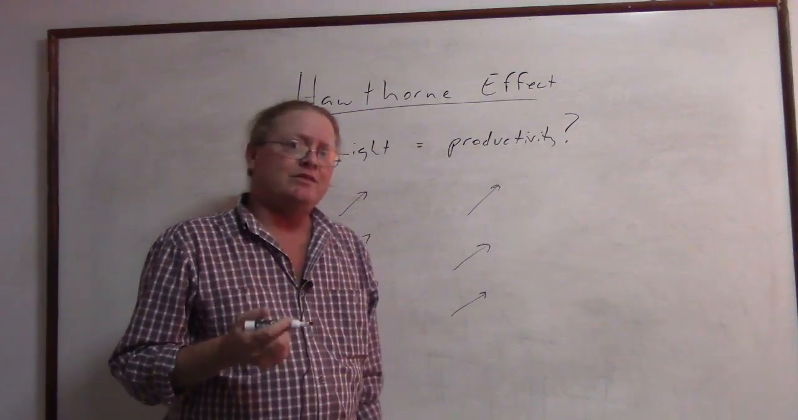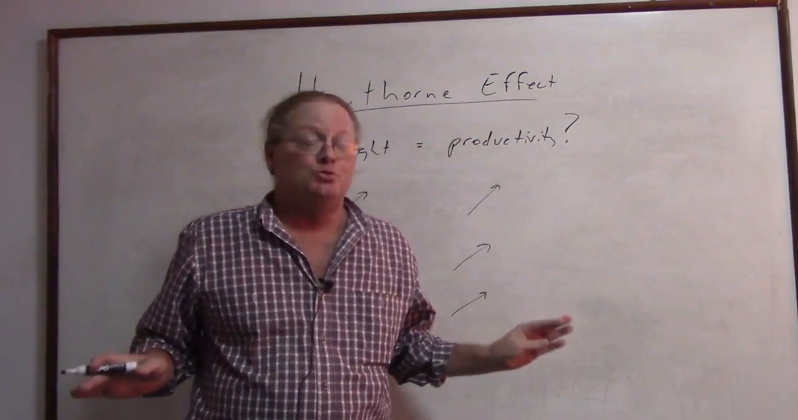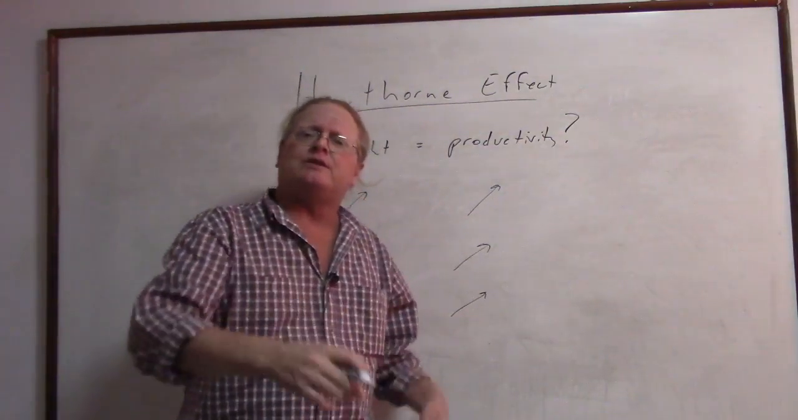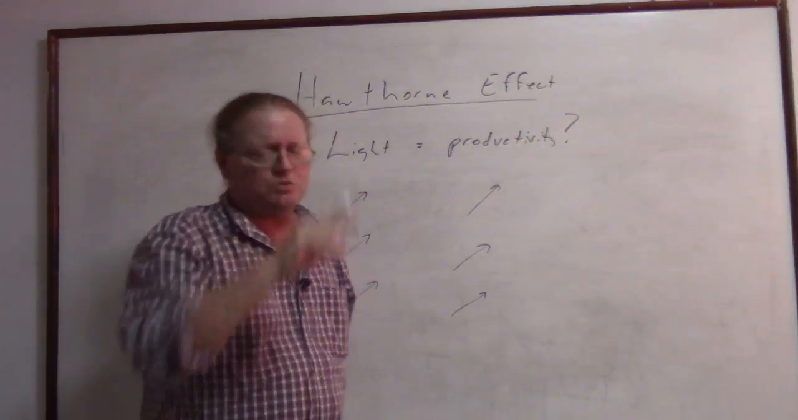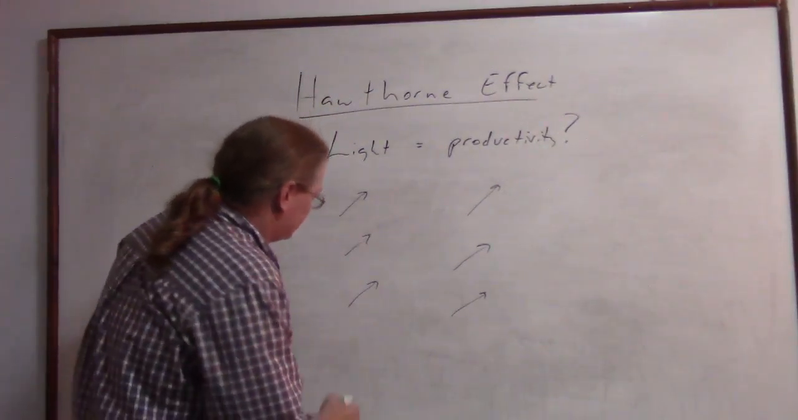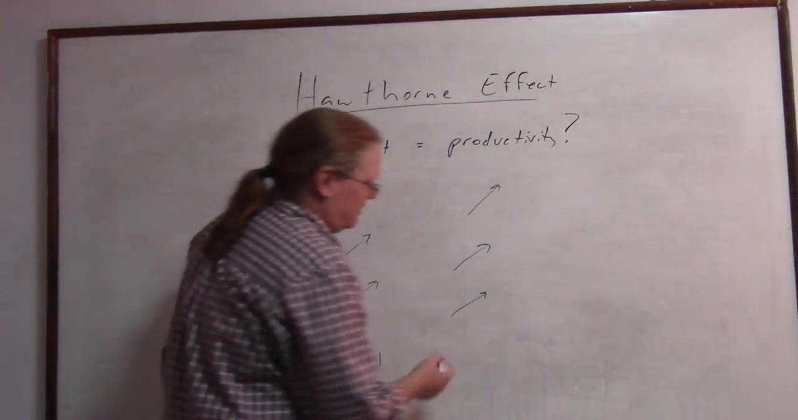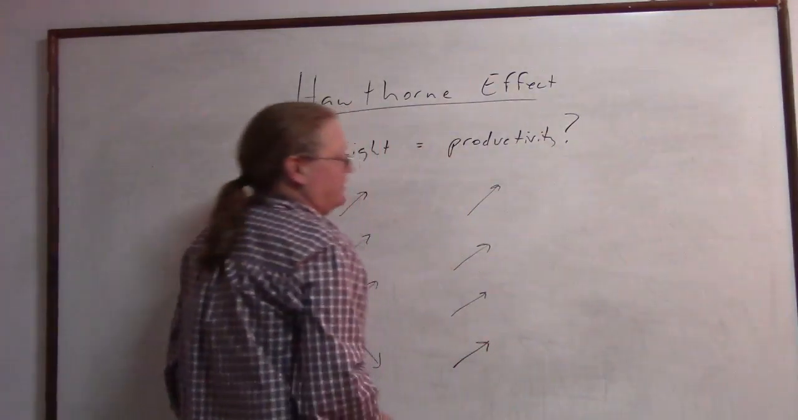So then they said, "Would you like some more light?" They said, "It's too bright in here. It's hurting our eyes." "Oh, well, I'm so sorry that it's hurting your eyes. We'll go turn it down for you. We want you to be comfortable." So then they turned down the lights. What do you think happened? Well, productivity went up again.